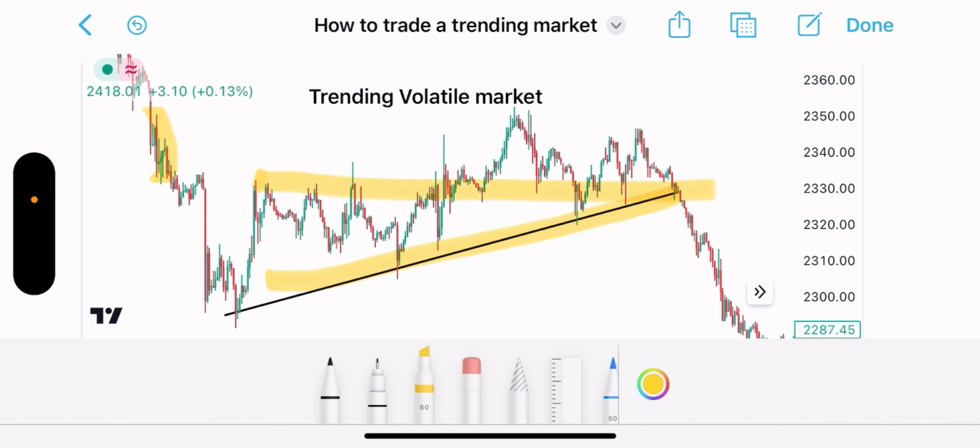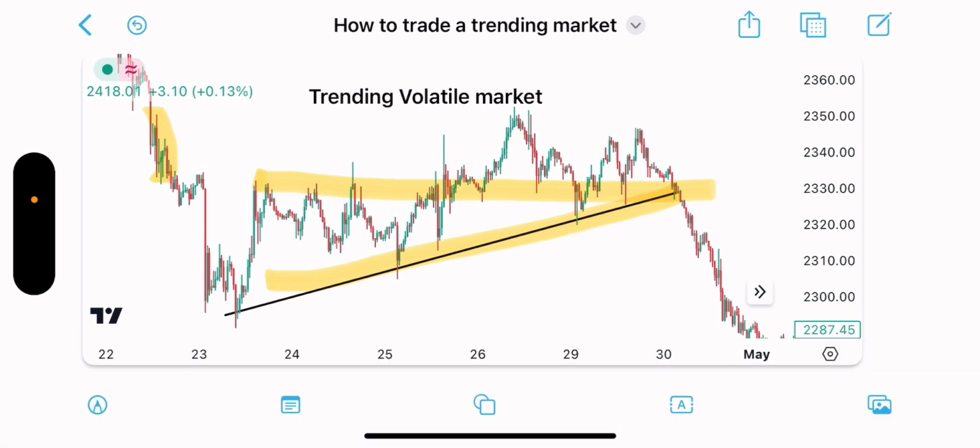For the trend volatile market, there are different ways you can enter. All you have to do is find out which one is obeying. If it's obeying the trend line, you use the trend line. If it's not obeying the trend line and it's obeying support and resistance levels, you use it.